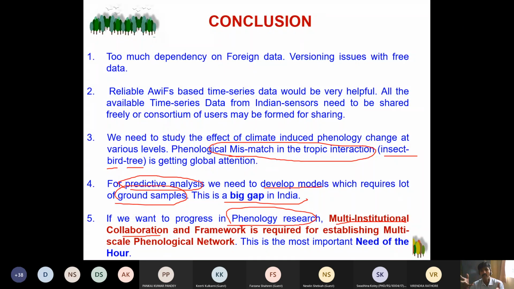We need a framework of data collection. We need a framework of establishing a network. So this is the important need of the hour. I made a presentation, I stressed this to the ISRO people, and I'm happy that today the effort has been made to establish the phenology network. 17 cameras they are going to install. I'm very happy about that. A step has been taken.